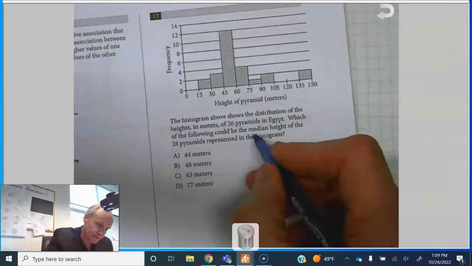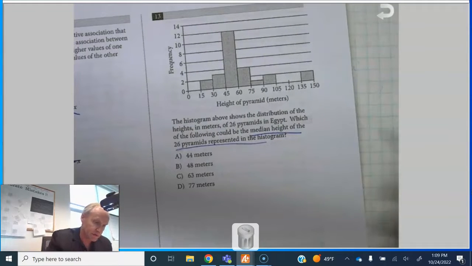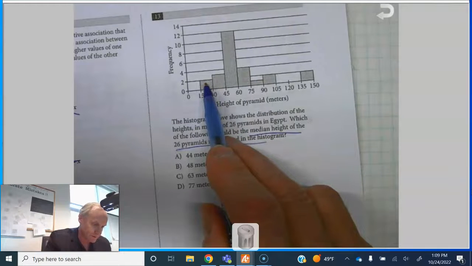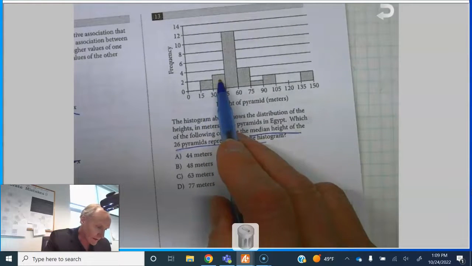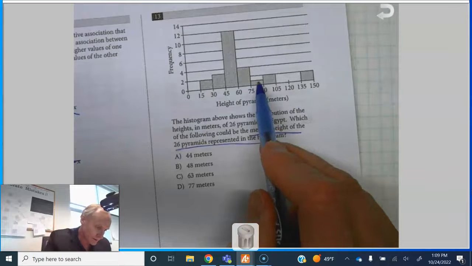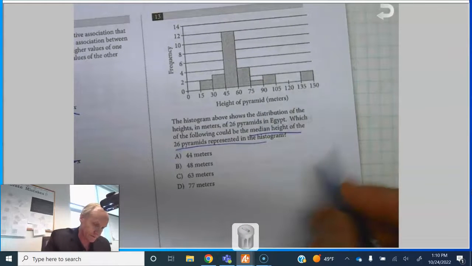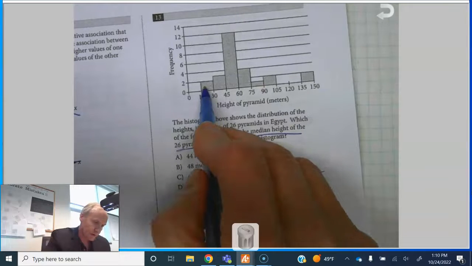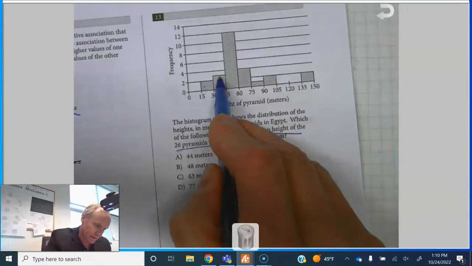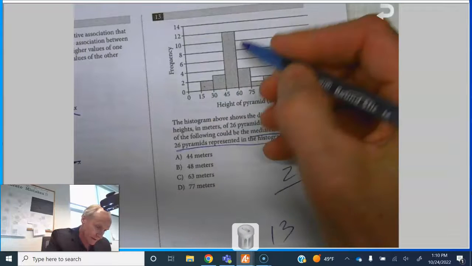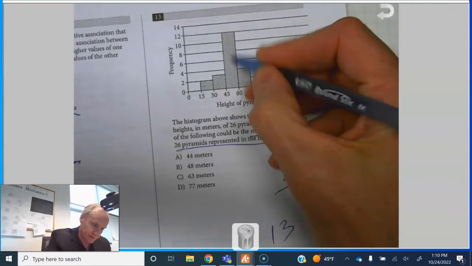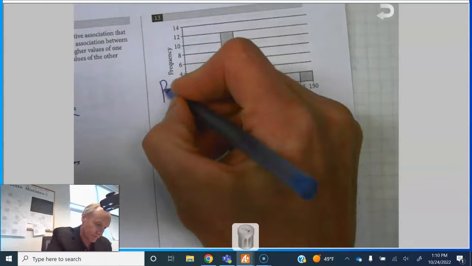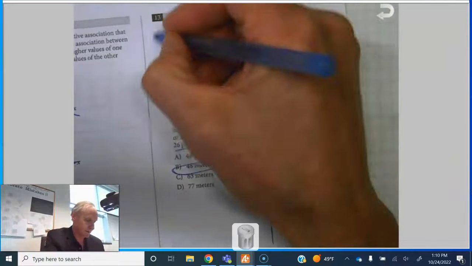The histogram shows the distribution of height in meters of 26 pyramids. Which of the following could be the median height of the 26 pyramids? Well, these are the numbers that are represented here: 2, 5, 17, 21, 22, 23, 24, 25, 26. There are 26 pyramids. We want the 13th. That's 2, 3, 4, 5. That's going to be 5. And the 13th is definitely going to be inside here between 45 and 60. The only one that's between 45 and 60 is 48. So that is correct.